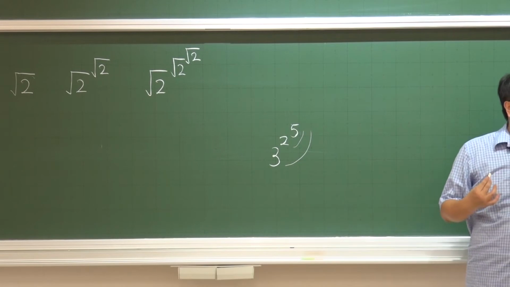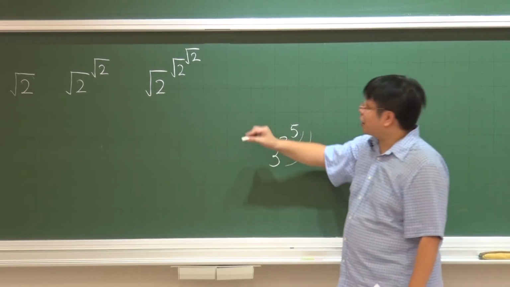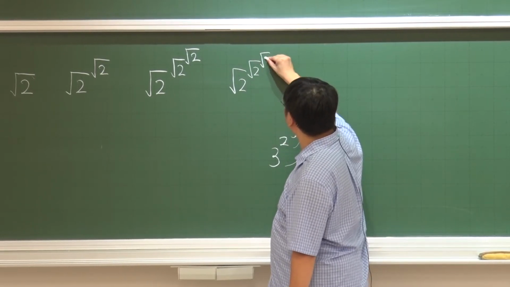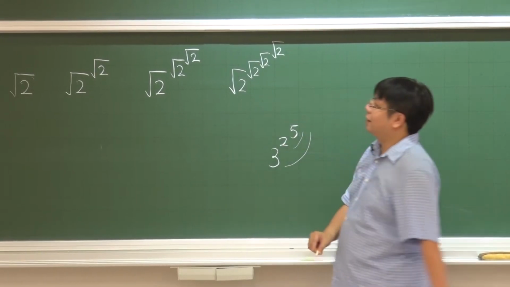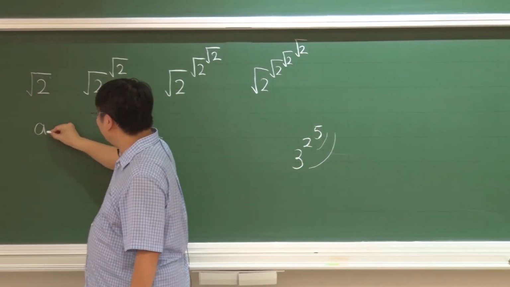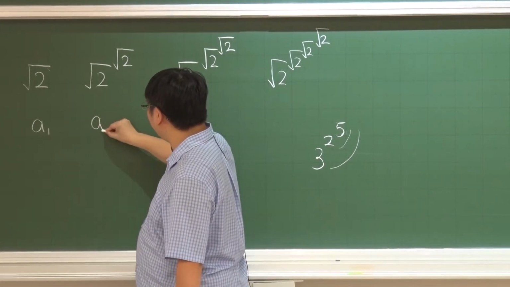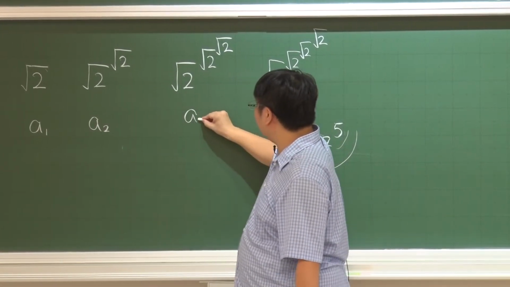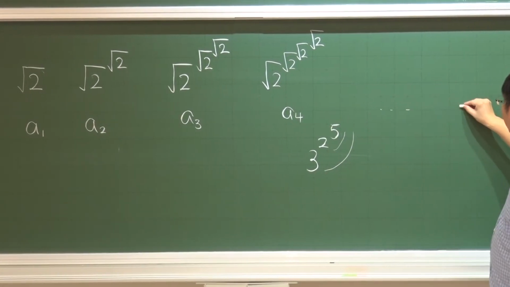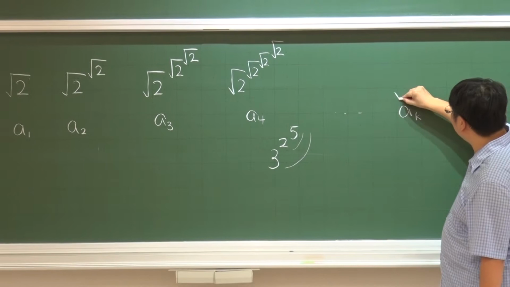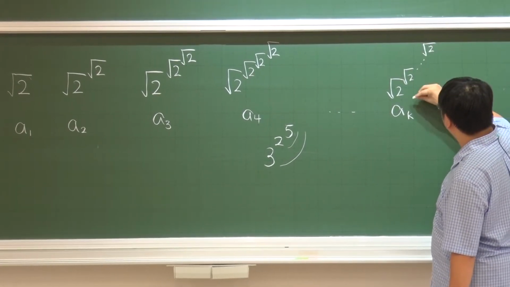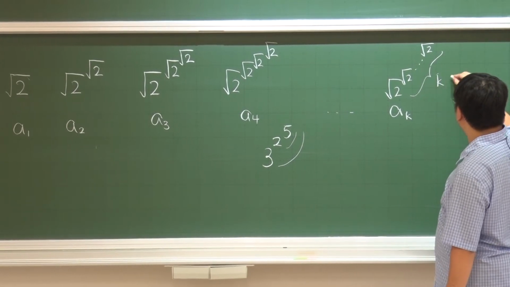Okay. So you can continue this process, square root 2 to the power square root 2 to the power square root 2 to the power square root 2. Okay. So let me give it a name. So let's call this number A1. Let's call this number A2. Let's call this number A3. Let's call this number A4. So in general, we can have a number AK such that it looks like square root 2, square root 2, dot, dot, dot, up to square root 2, and then there are K terms.